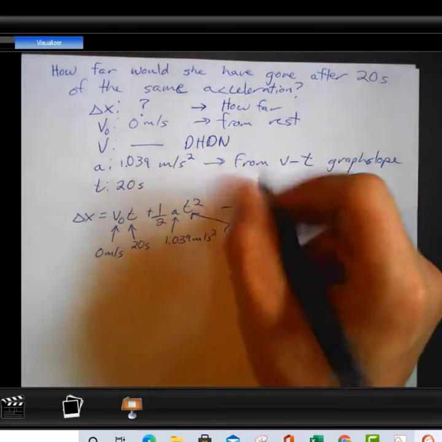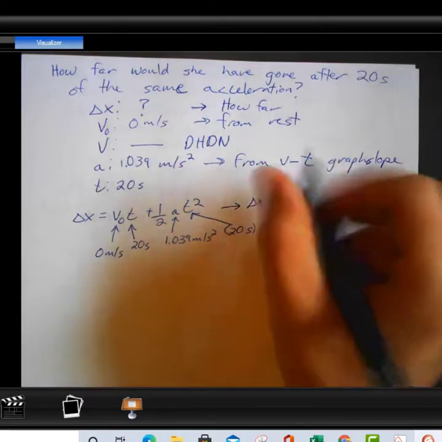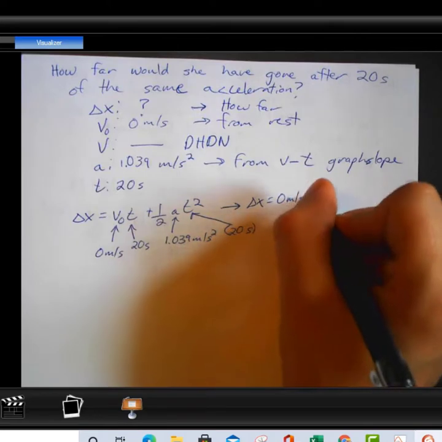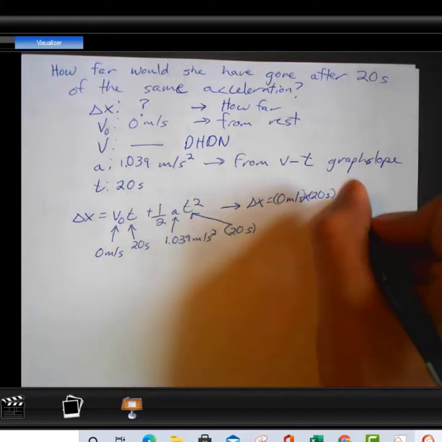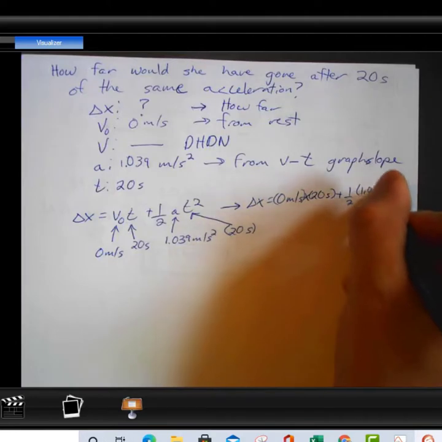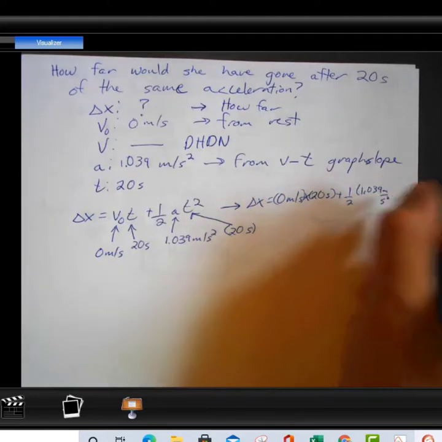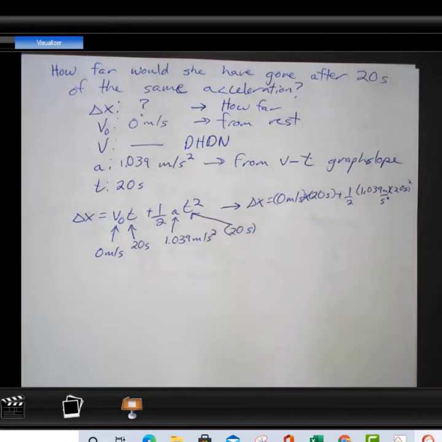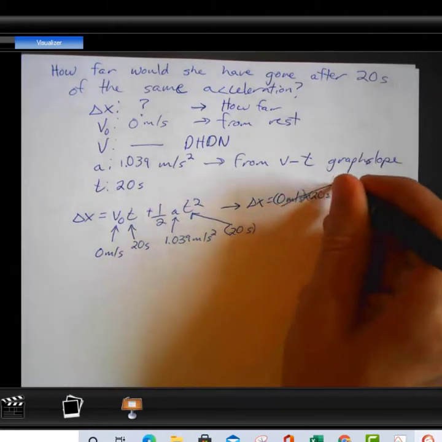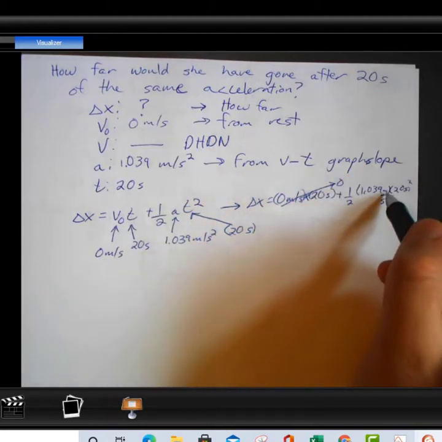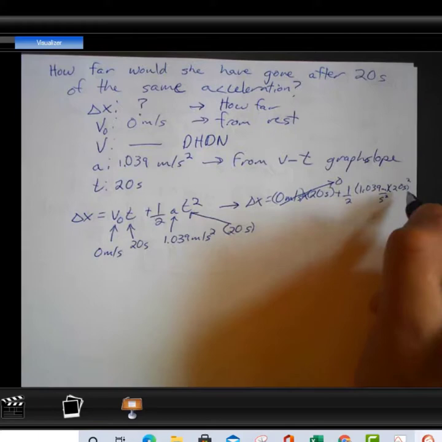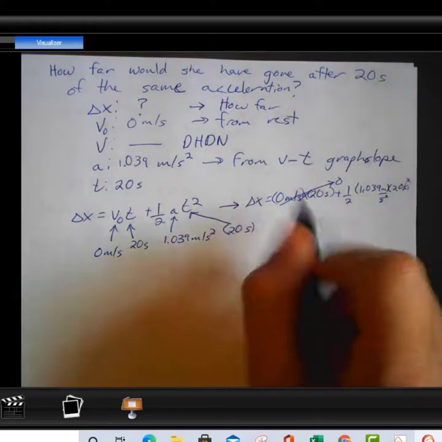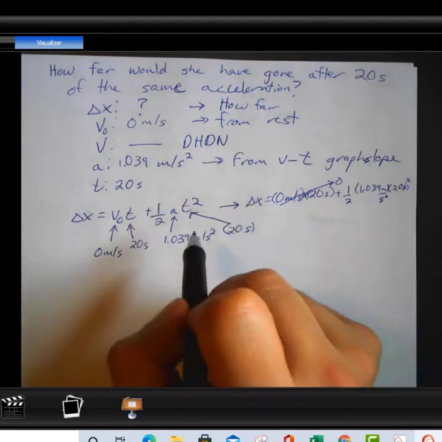We're going to plug these in, and we have delta x equals 0 meters per second times 20 seconds, which just gives us 0, plus 1/2 times 1.039 meters per second squared, times 20 seconds squared. Now, I want you to know this is going to go away because it's just 0. We have meters per second squared here. We have seconds squared in the denominator. We're going to square our seconds here, so they will cancel out, and we'll be left with meters, which is what we want for our delta x.